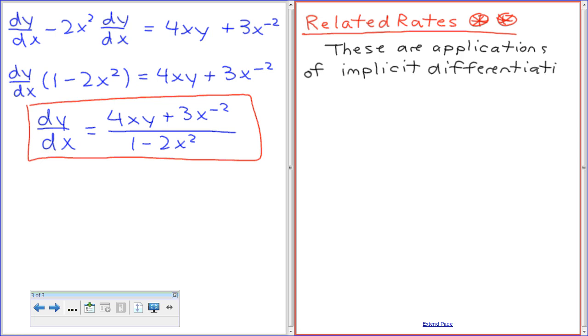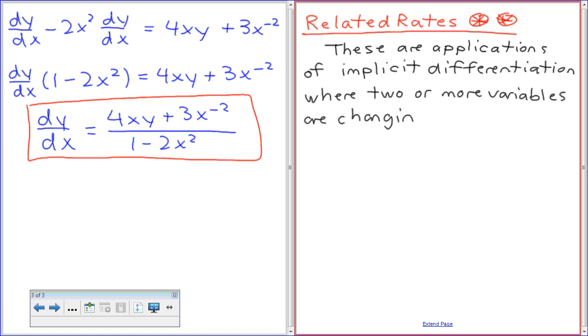These are applications of implicit differentiation where two or more variables are changing. I'm going to say, remember to take the derivative of every variable.